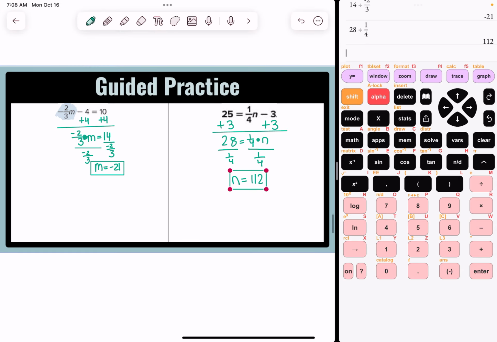Alrighty. Now we are moving on to the individual practice. Everybody should be trying this on their own so they can see if they would get it right.